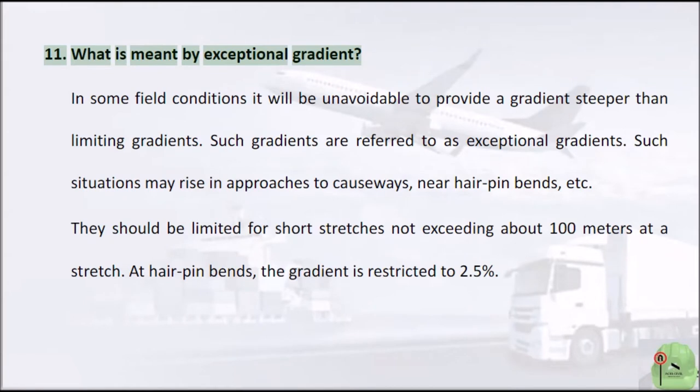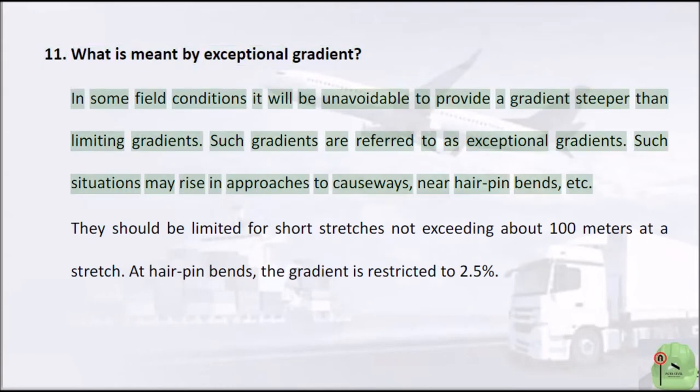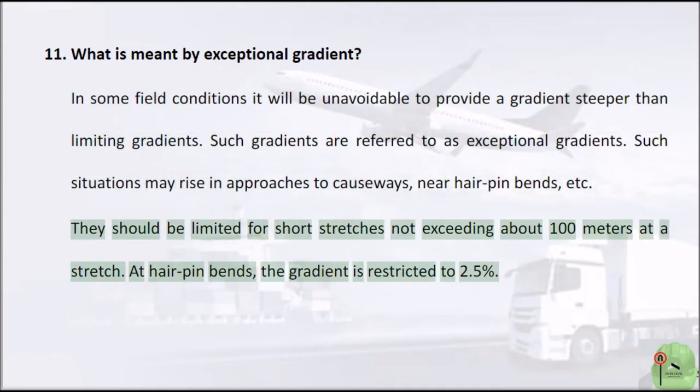What is meant by exceptional gradient? In some field conditions, it will be unavoidable to provide a gradient steeper than limiting gradients. Such gradients are referred to as exceptional gradients. Such situations may arise in approaches to causeways, near hairpin bends, etc. They should be limited for short stretches not exceeding about 100 meters at a stretch. At hairpin bends, the gradient is restricted to 2.5%.